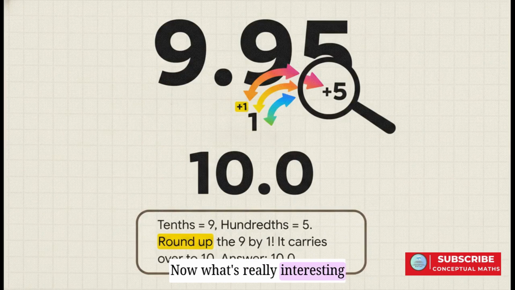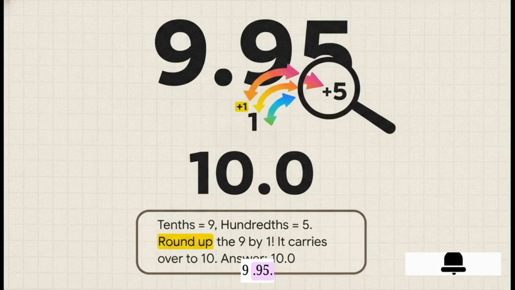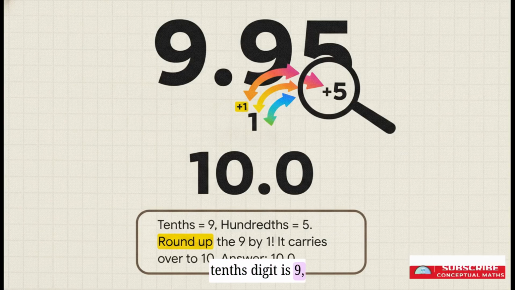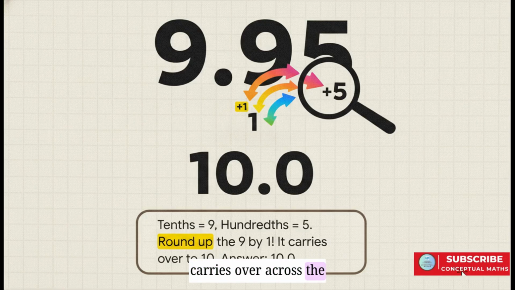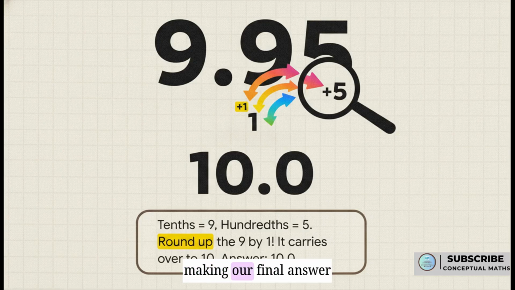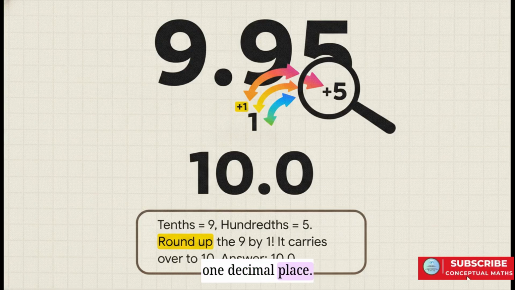Now, what's really interesting about this slide is the carryover scenario in example 3, 9.95. Our tenths digit is 9 and the hundredths digit is 5. Just like before, that 5 tells us to round up. But wait, when you increase the 9 by 1, it becomes a 10. So that 1 actually carries over across the decimal point to the whole number, making our final answer 10.0. And notice we keep the 0 after the decimal point because the question strictly requires 1 decimal place.